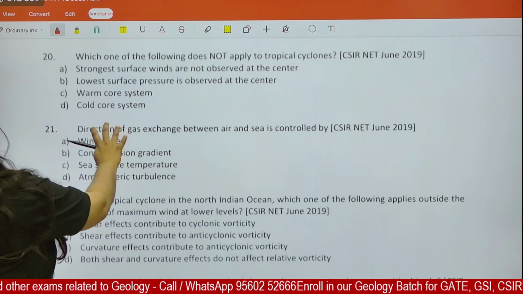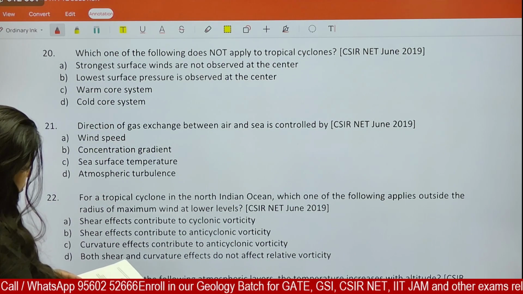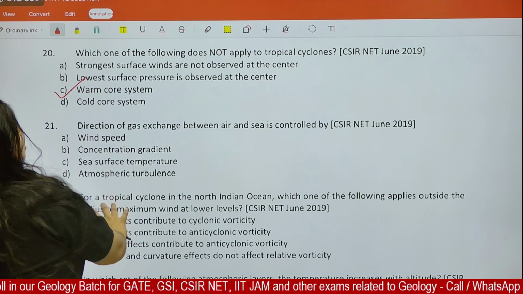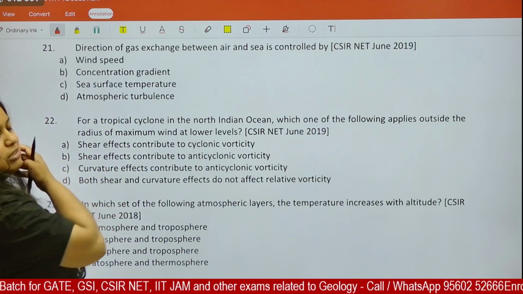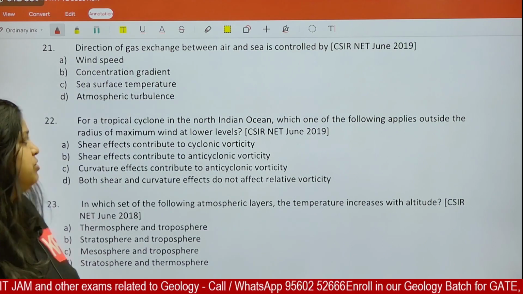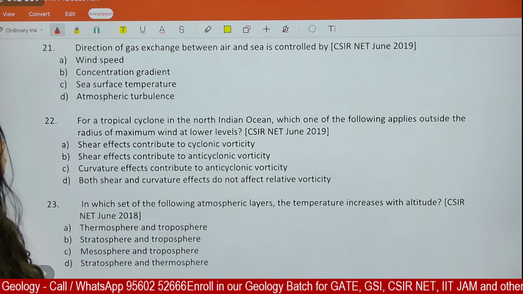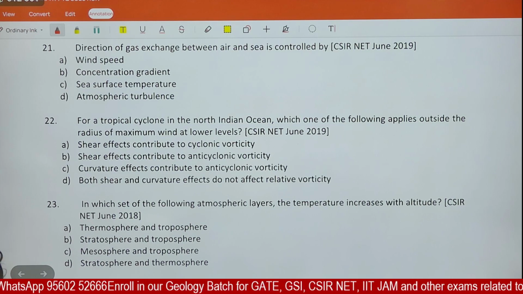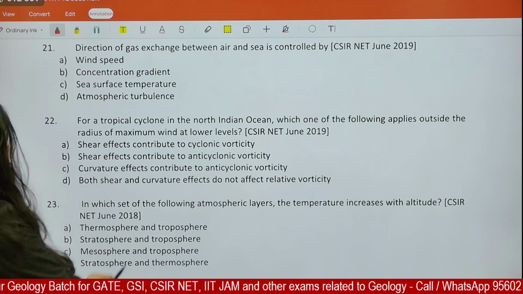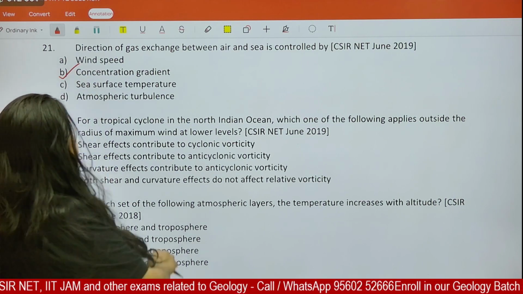Which one of the following does not apply to tropical cyclone? Again, another question from tropical cyclone. It's the warm core system. Though we are not explaining the cyclones over here, I'm not explaining the questions too. Direction of gas exchange between air and sea is controlled by? Gas exchange between air and sea is completely controlled by concentration gradient. Another important topic, concentration gradient.